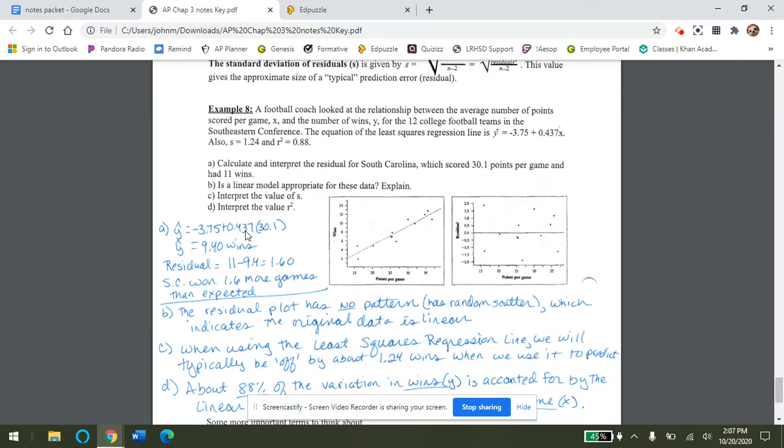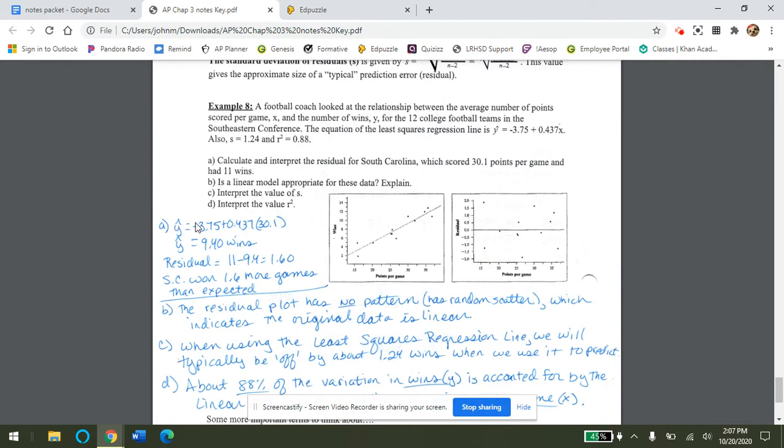So to calculate your residual, you're first going to figure out your predicted, plug in 30.1. So your predicted Y is 9.4. Residual equals actual Y minus predicted Y. There's your residual. Don't forget the problem asks us to also interpret it, which means South Carolina won 1.6 more games than expected.